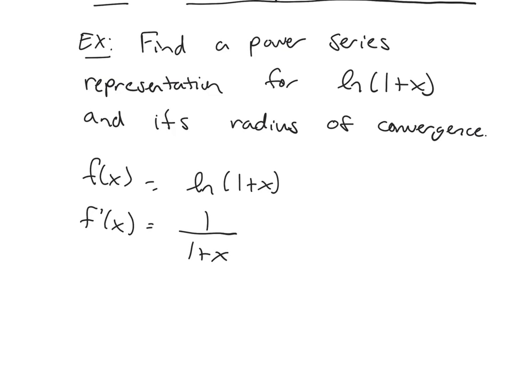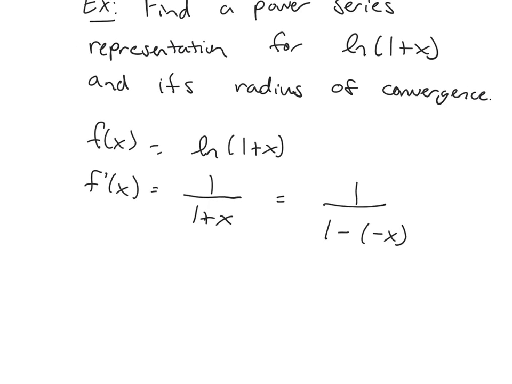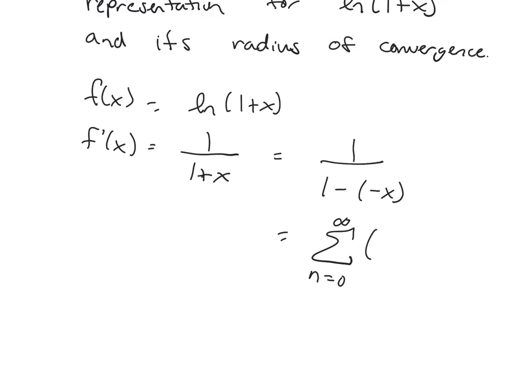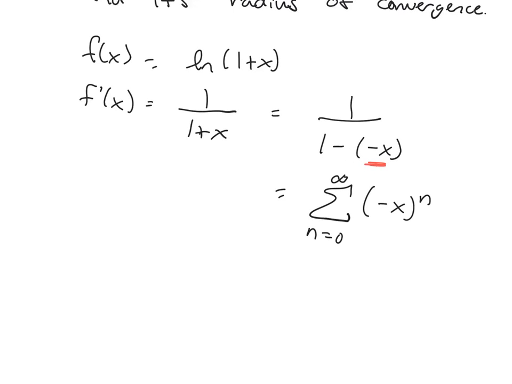That looks like 1 over 1 minus, right? Almost. What do I need to change? I don't have a minus here, and I need a minus if I'm going to use my formula. So I'm going to replace that plus x with minus a negative x, and now I can use my formula. It's the sum from n equals 0 to infinity of negative x to the n. If you wanted to write out some of the terms, you would have 1 minus x plus x squared minus x cubed, and so forth.